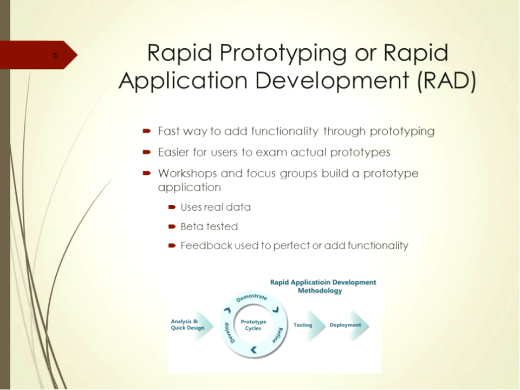As technology advances and faster development is expected, rapid prototyping, also known as rapid application development, provides a fast way to add functionality through prototyping and user testing. It is easier for users to examine actual prototypes rather than documentation. A rapid requirements gathering phase relies on workshops and focus groups to build a prototype application using data. The prototype is then beta tested with users and their feedback is used to perfect or add functionality and capabilities to the system.